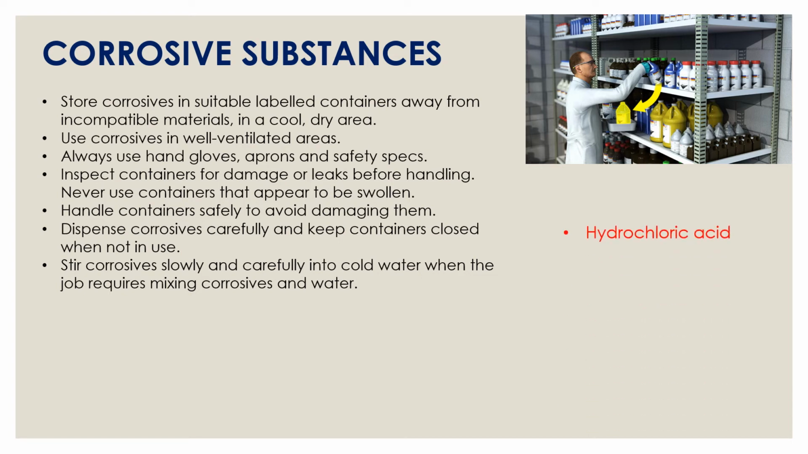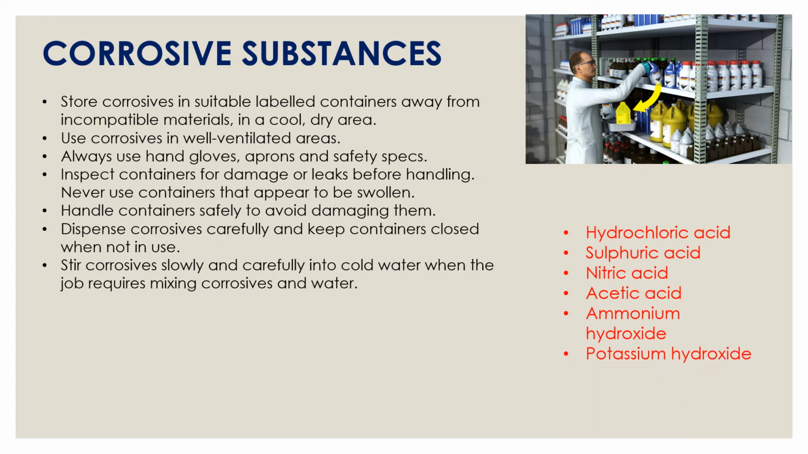Some of the examples of corrosive substances that we are familiar with are examples of acids such as hydrochloric acid, sulfuric acid, nitric acid, organic acid like acetic acids. Some of the bases which are also corrosive in nature are ammonium hydroxide, potassium hydroxide, sodium hydroxide, and many more.